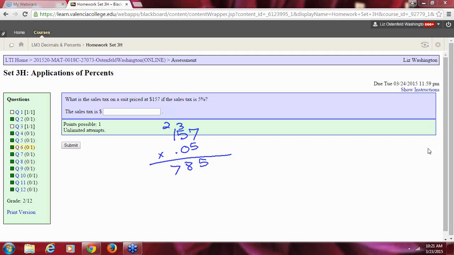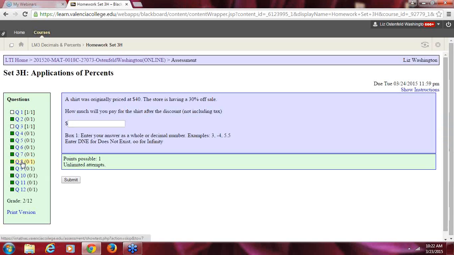I like to change my color when I'm indenting. So the next number is all zeros. So I'm just going to go ahead and write all zeros. I have 2 decimal places here, so my decimal will go right here. So what is the final tax? It's $7.85. Okay.